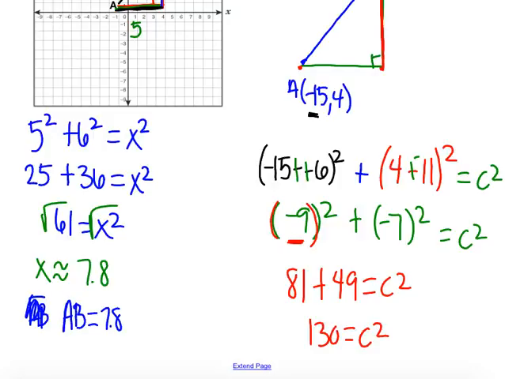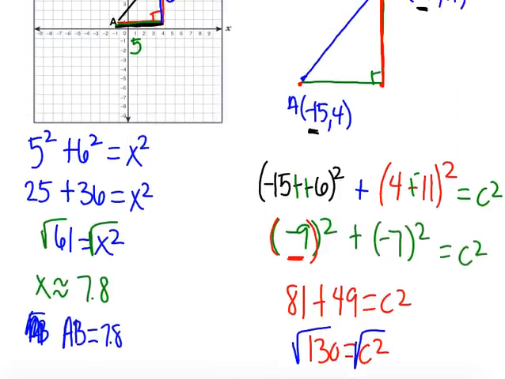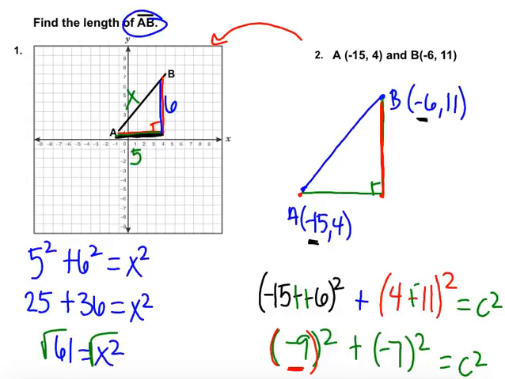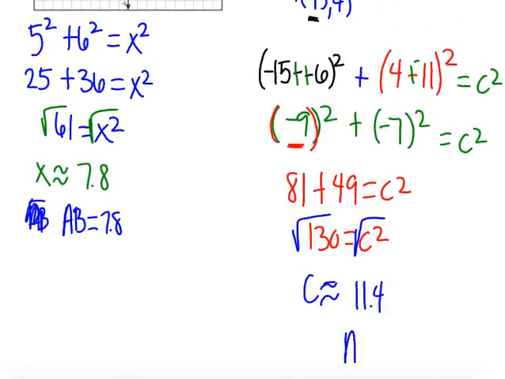And remember, our last step, as always, is to take the square root. So we find c to be approximately, because that's not a perfect square, 11.4. And again, they were asking us to find the length of AB, so we're going to write it as AB, no bar on top because it's the length we're talking about, is approximately 11.4.